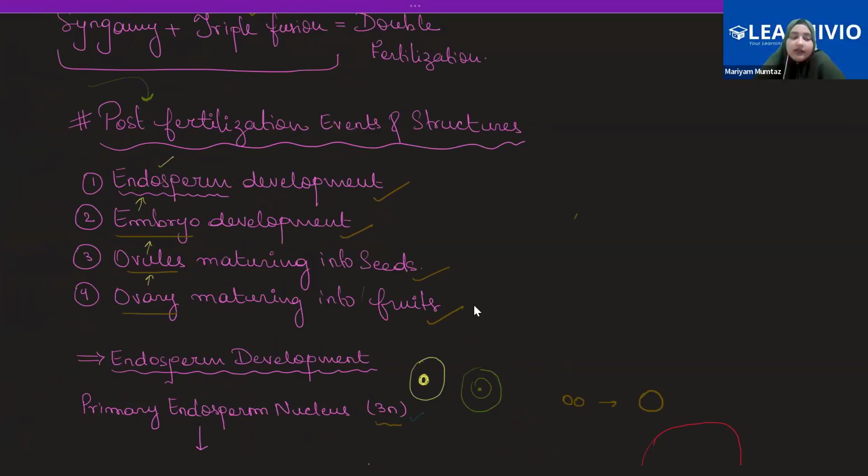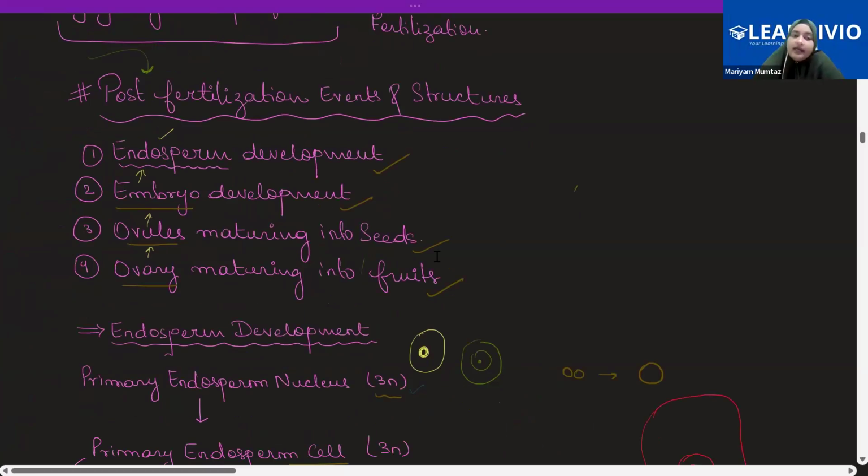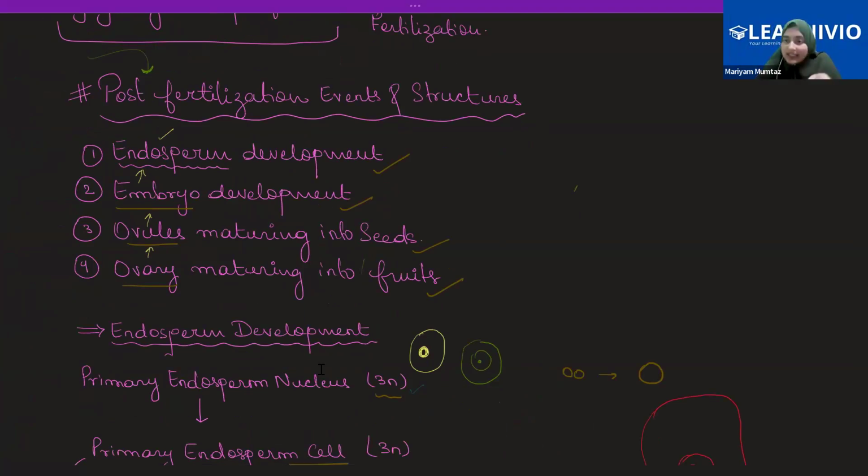Events that are there: first there's the development of endosperm, followed by the development of embryo, ovules and ovary. The ovule part of the plant becomes the seed and the ovary part matures into the fruit. So always the ovule is going to be present inside the ovary.